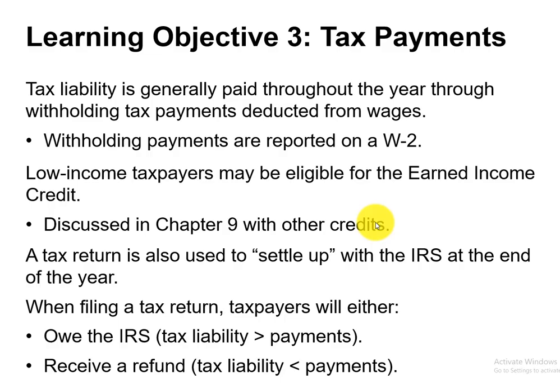Low-income taxpayers may be eligible for earned income credits. We talk about that credit in far more detail in Chapter 9. It's a fairly complicated calculation of how much that credit is, but it's going to be counted against your tax liability when you file your tax return. So you may get a refund even though what you paid in was probably what should have been paid in, because the withholding wouldn't have considered your earned income credit. That credit may come back to you in the form of a refund. So it's basically a settle up: we file a tax return, and we either owe or receive a refund.